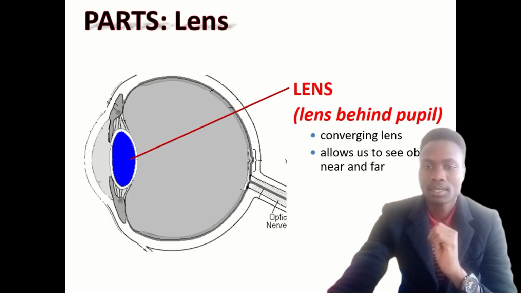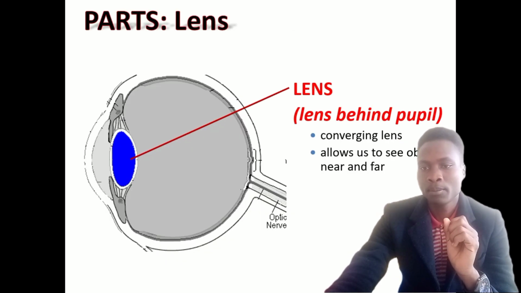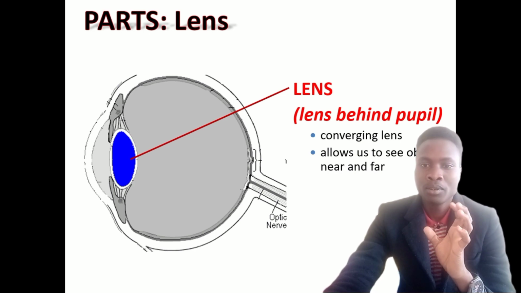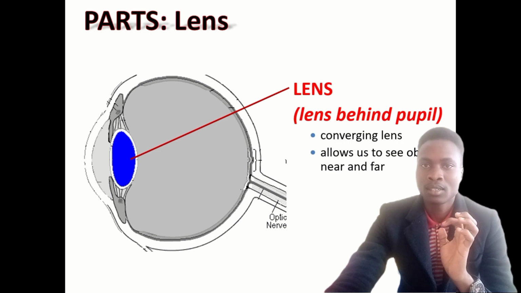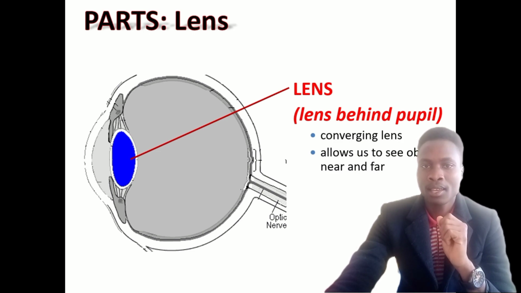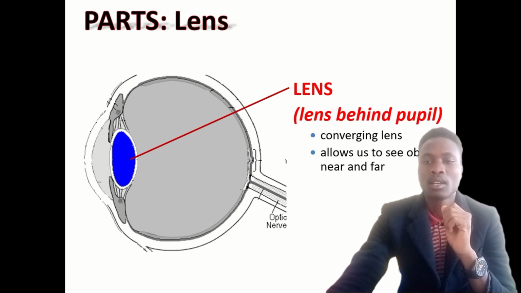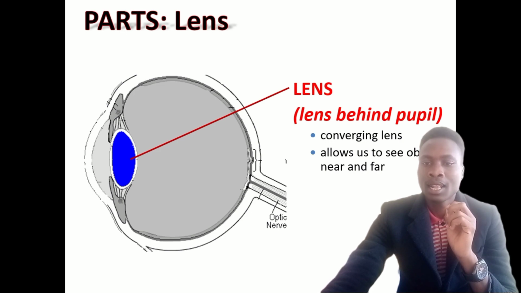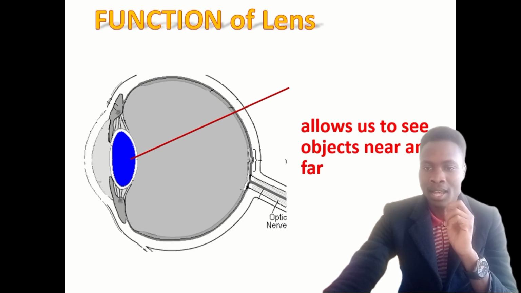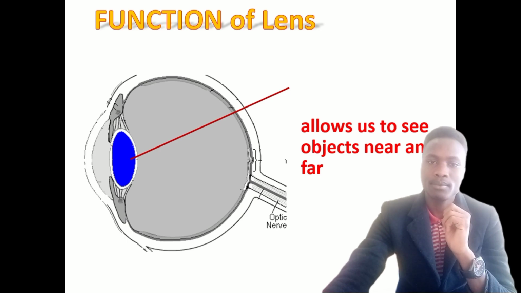Let's look at the lens. The lens is behind the pupil. As you know, we have two types of lenses: converging and diverging. The lens of an eye is a converging lens. It allows us to see objects near and far. That is the function of a lens.